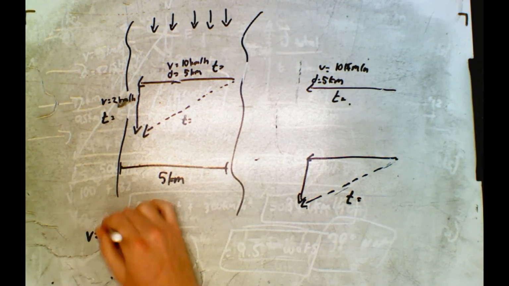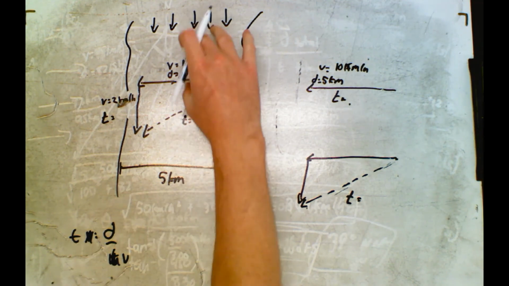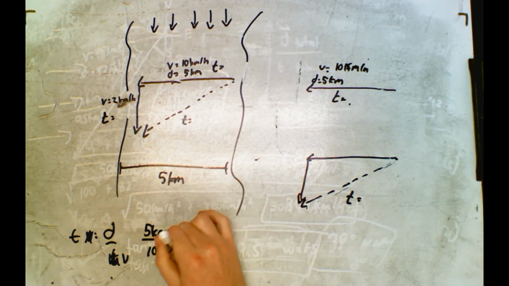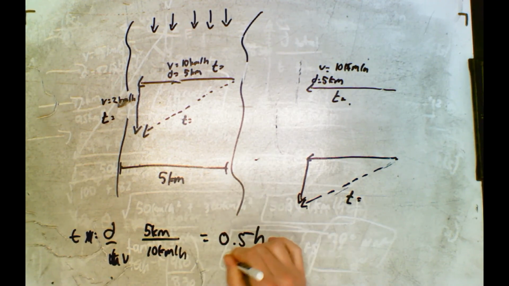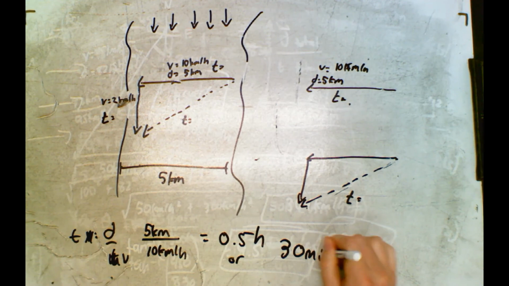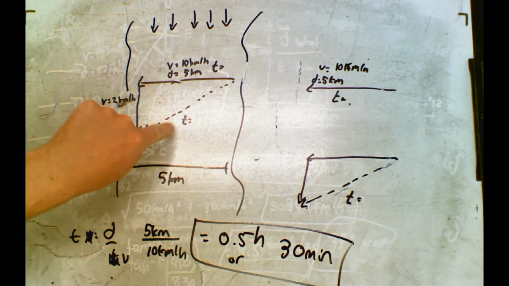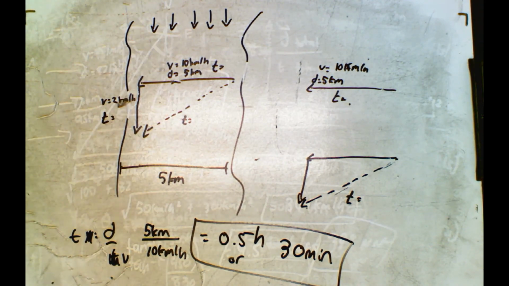And we can use v equals d over t, so t equals d over v. Our distance is 5 kilometers straight across. We're going 10 kilometers per hour. 5 over 10 is half an hour, or 30 minutes. So that's our answer. We don't actually need to find the time for the path that it actually goes, because it's going to be the same as the time if it was moving in a river that wasn't moving at all.